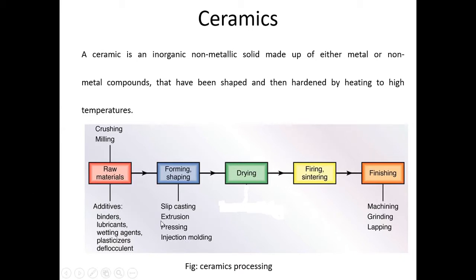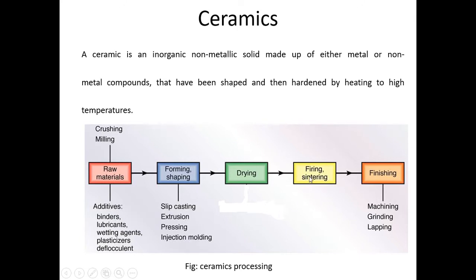Now we will discuss how ceramics are processed. The figure being shown here represents the ceramic processing steps. Initially, the raw materials utilized for ceramics are naturally occurring rocks and minerals. By following operations like crushing and milling, the ceramic particles are formed into a desired shape, and this is followed by the addition of water and additives such as binders, lubricants, wetting agents, followed by a shape forming process. Some of the shape forming processes followed in ceramics include slip casting, extrusion, pressing, injection molding.